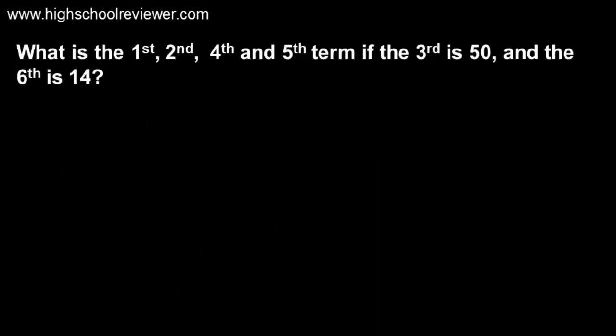Arithmetic sequence word problems. Our next problem: what are the first, second, fourth, and fifth terms if the third is 50 and the sixth is 14? Okay, so in our given, we do not have the first and the second; the third term is positive 50, we do not have the fourth and the fifth, and the sixth term is 14. So we need to find the first, the second, the fourth, and the fifth term.